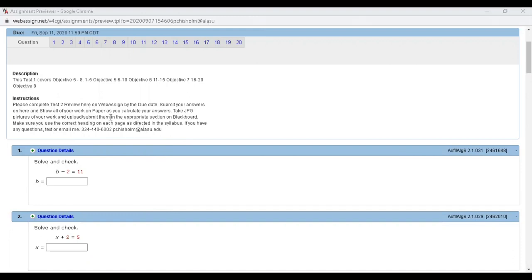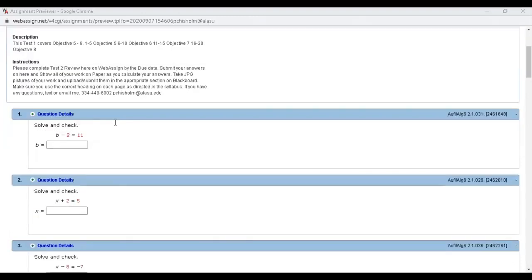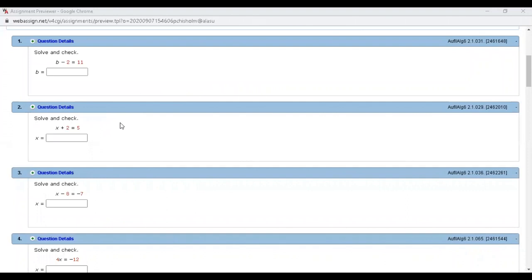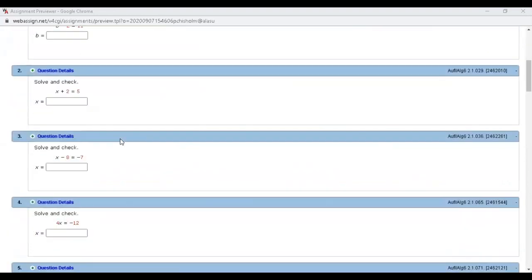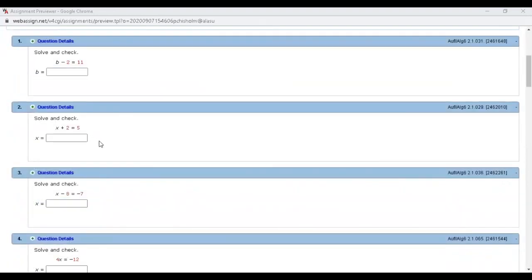So let's look through a couple of these questions quickly. So objective 5 is 1 through 5. So let's look at number 1. We have b minus 2 equals 11. Okay, so we have to add 2 to both sides. That way we get b equals 13.